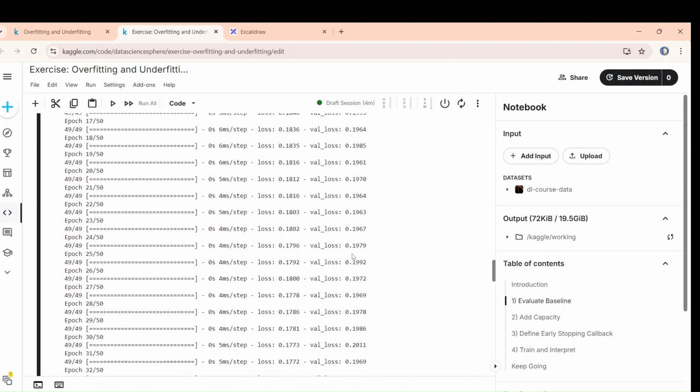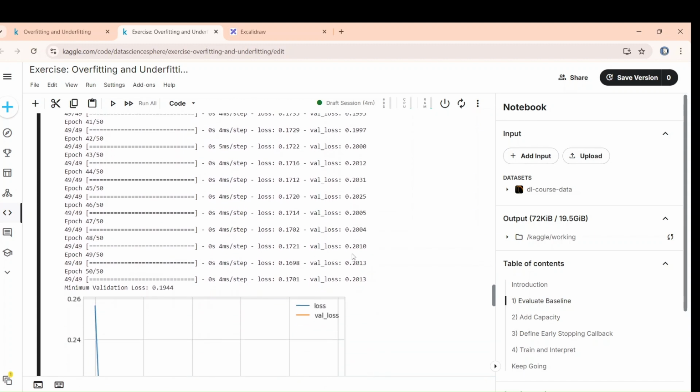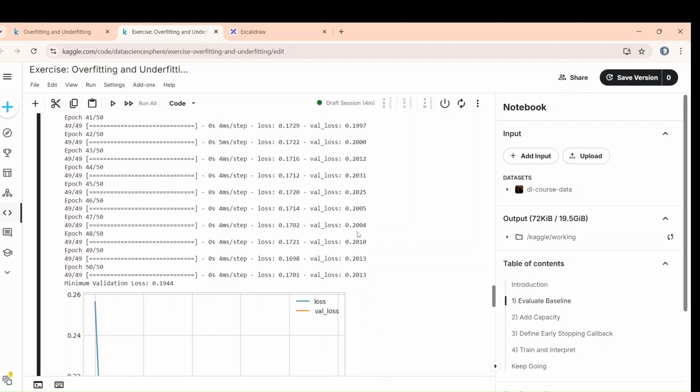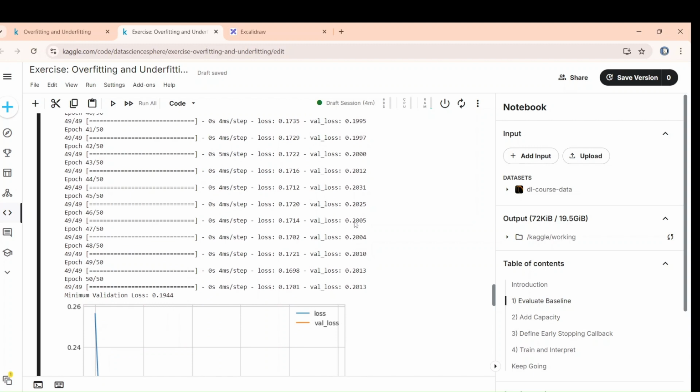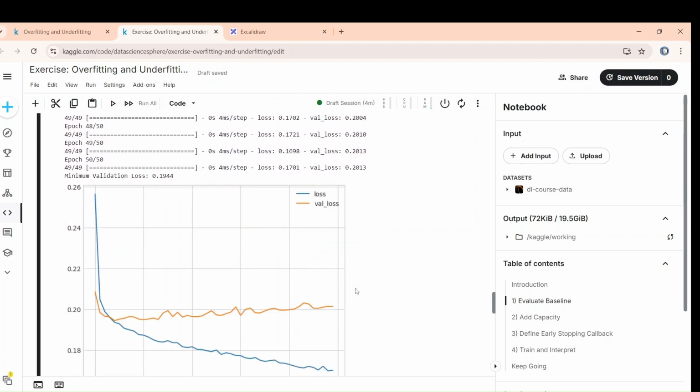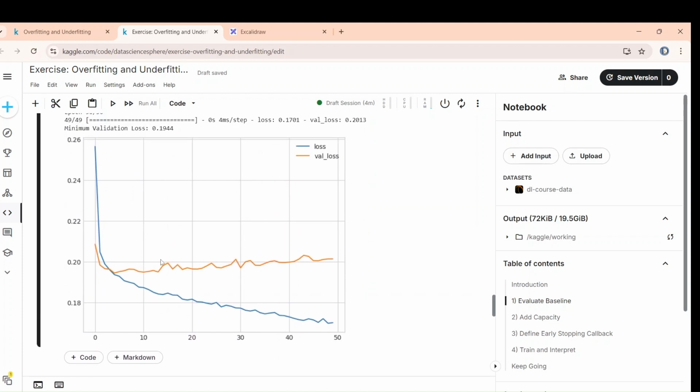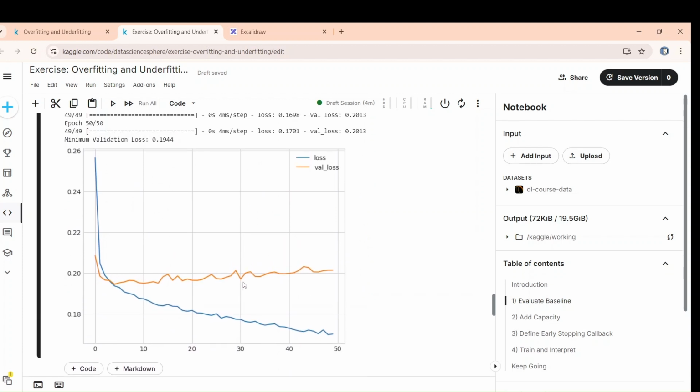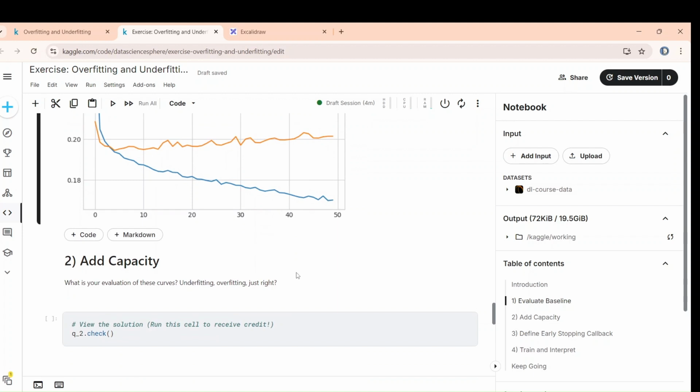Very good. For how long? After that, see, after 0.2005, 0.2004, it has started increasing. Epoch 13. Okay. So you can see that after this, training loss is getting reduced because it is memorizing the things, because it is overfitting the data, but validation loss is not decreasing anymore.